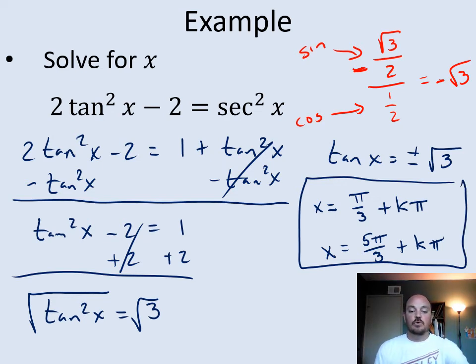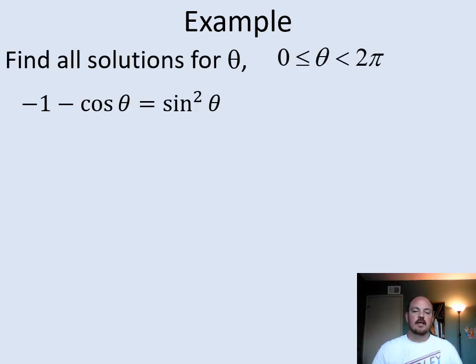All right, I want to do one more example with you guys. And for this example, we want to solve for theta again. We're going to do 0 to 2 pi again, so radians, unit circle only. And our equation is negative 1 minus cosine theta equals sine squared theta. So I have two completely different trig functions again, cosine and sine. But again, they are related by Pythagorean identities, and we have a sine squared there.